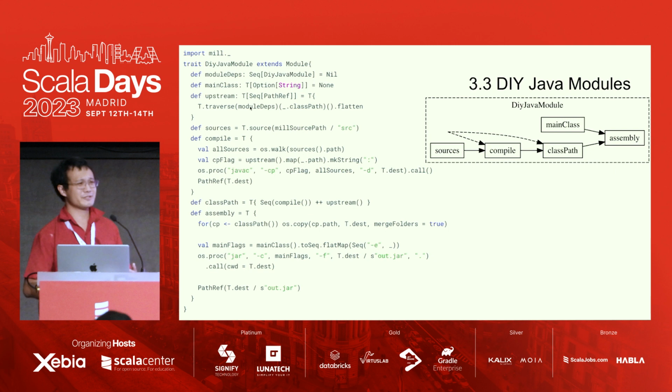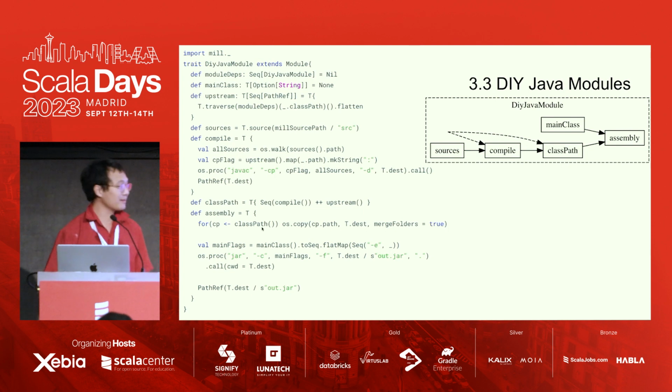It's similar to future traverse in that it lets you take a sequence of modules, in this case a sequence of DIY Java modules, take all the class paths out, and generate one big combined class path. Basically, all my upstream class paths, I combine them and pass them to my own compile method and assembly method down here, here and here.